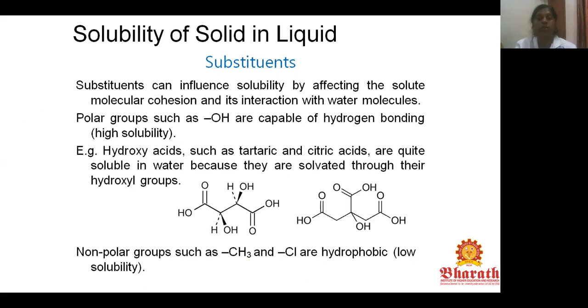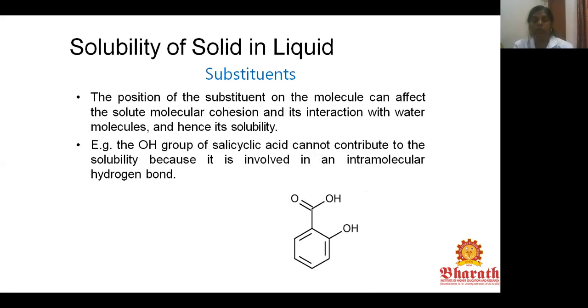So substituents can influence the solubility by affecting the solute molecular cohesion and its interaction with the water molecules. So polar groups such as OH, capable of hydrogen bonding, have high solubility. So hydroxylic acids such as tartaric and citric acid are quite soluble in water because they are solvated through their hydroxyl groups. So non-polar groups such as CH3 and Cl are hydrophobic, having low solubility. So the position of the substituent on the molecule can affect the solute molecular cohesion and its interaction with water molecules and hence its solubility.